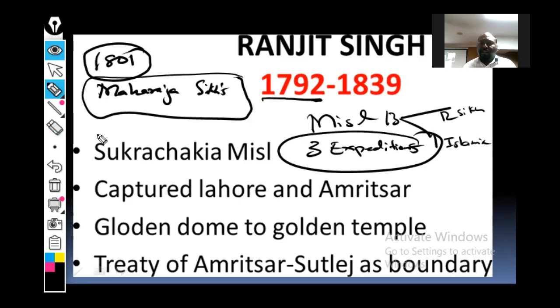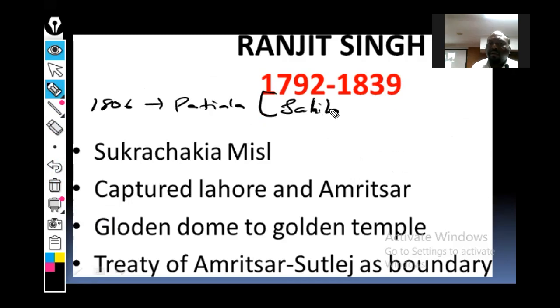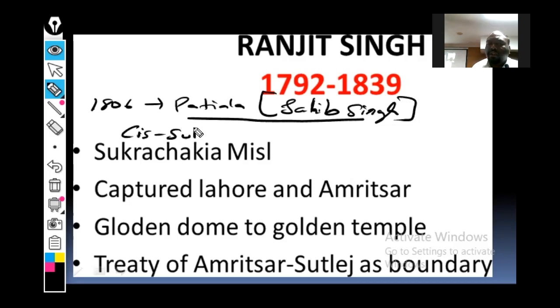So in 1806, we can see Ranjit Singh captures Patiala. Patiala was under the control of Sahib Singh. Now Patiala comes under the control of whom? Under Ranjit Singh. So now Ranjit Singh turns his attention to the Cis-Sutlej states. In the Cis-Sutlej states is Amritsar.